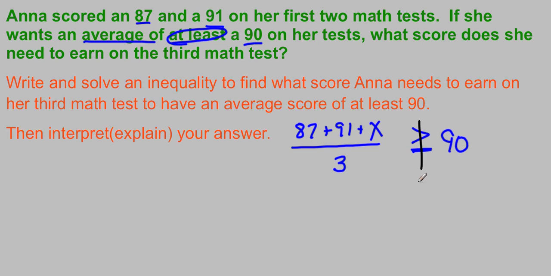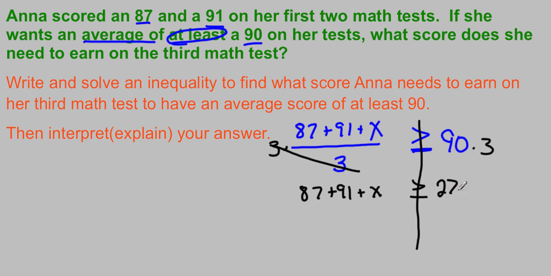To solve it, we go backwards. So in this case, because the whole problem is over 3, we need to take care of the division first by multiplying times 3. Those 2 pieces cancel out, so I'm left with 87 plus 91 plus x, which is greater than or equal to 270. Here I can combine some like terms. 87 and 91 is 178, plus x is greater than or equal to 270. And then we subtract 178 from both sides.